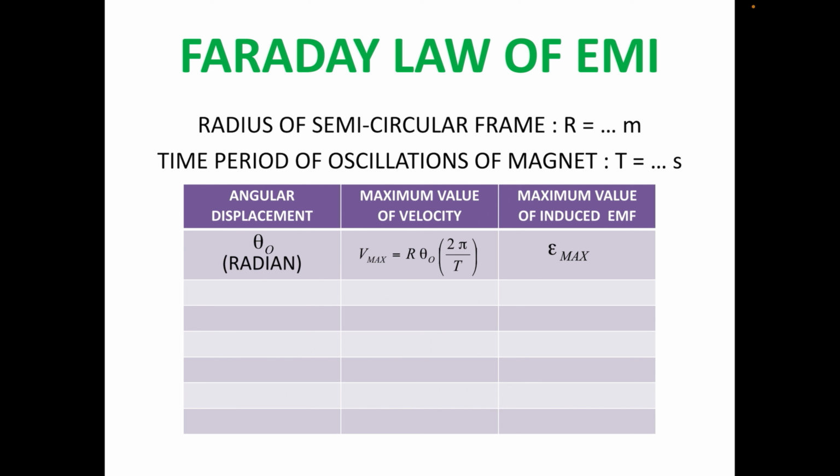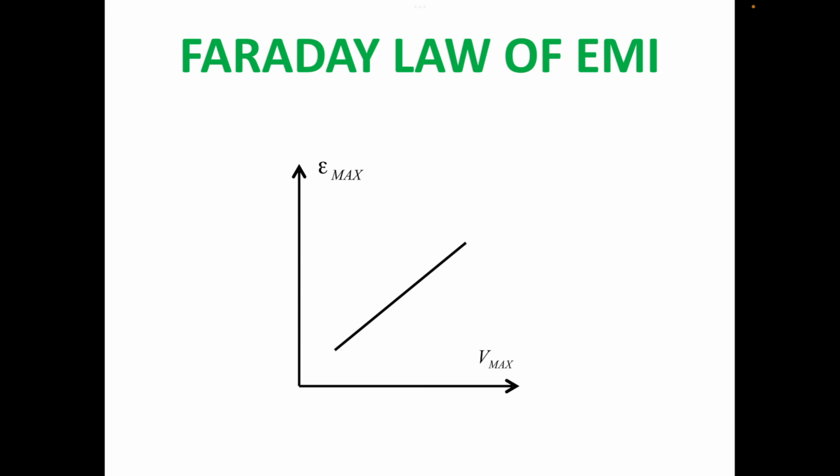Note the radius of the semicircular frame R in meters and the time period of oscillation of the bar magnet T in seconds. Using the values of radius R and time period T, calculate the maximum speed of the magnet for each value of θ₀. Plot a graph of maximum value of speed of the magnet versus maximum value of induced EMF. The straight line shape of the graph verifies Faraday's law of electromagnetic induction.